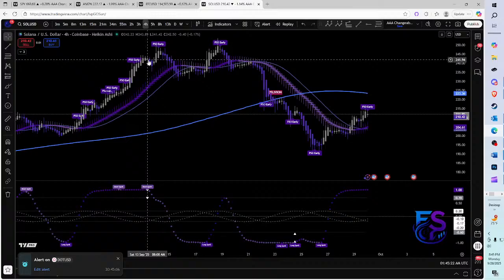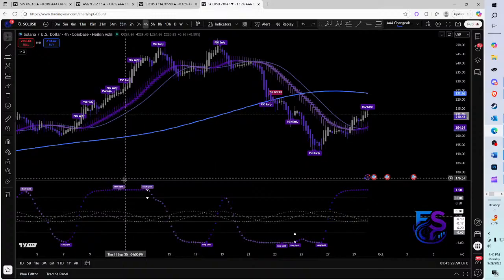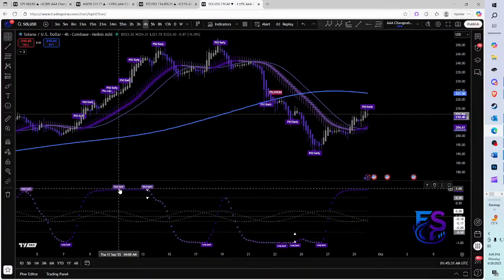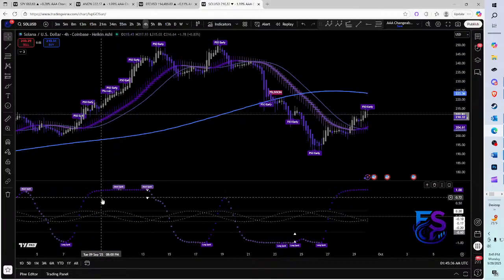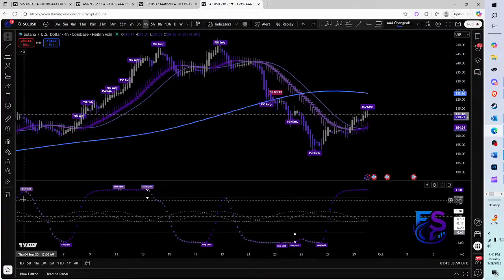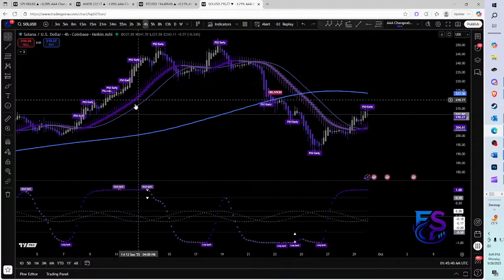It's one of the reasons why we have confluence with the mystic spell at the bottom, because if you notice the mystic spell, we print a shorting signal here, and immediately, I don't know if you can see this clearly, but it's the same as our trend up here.